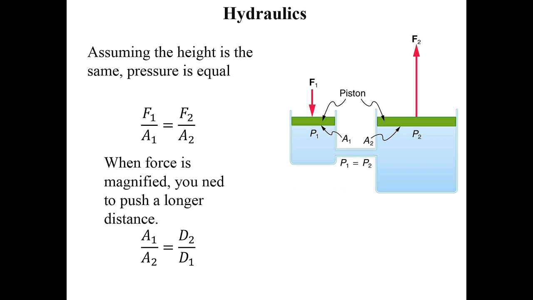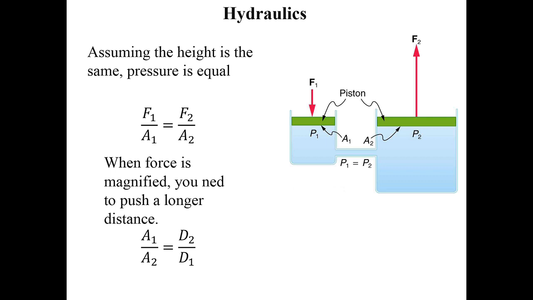Make sure that your units for area are the same on both sides, although as long as you are consistent, you can use whatever units you want, say a centimeter squared on both sides or a meter squared on both sides. This may seem like a bit of a free lunch, so what's the catch? Well, you have to move the small piston much further than the large piston. The work done by the two pistons must be equal, so you need to push the small piston a larger distance to move the larger piston a small distance.